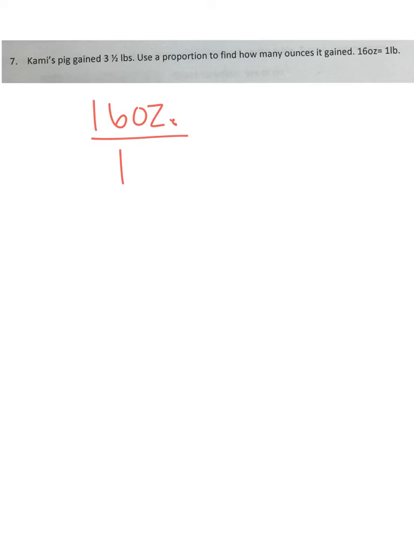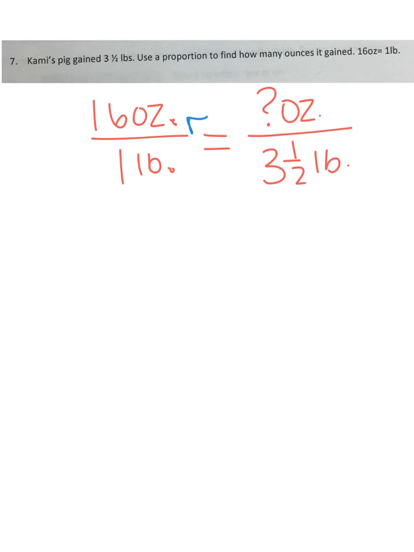For number 7, it says Cammie's pig gained 3.5 pounds. Use a proportion to find how many ounces it gained. So they tell us 16 ounces is 1 pound. And it wants us to find how many ounces is 3.5 pounds. So this proportion is a little bit different. We're not just dividing by our denominator. In this case, we need to cross multiply with the two numbers that we have. If you can see, across from 1 pound is our question mark, but across from 16 ounces, if you go diagonally, is 3.5 pounds. So we're going to, step 1, multiply 16 times 3.5.